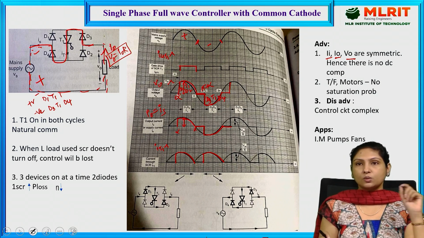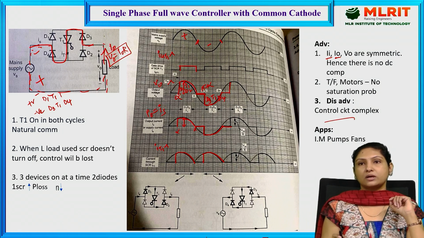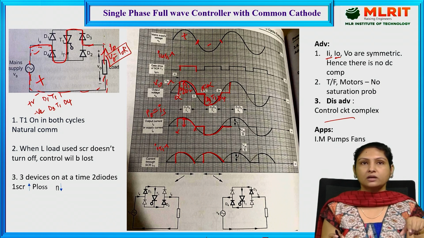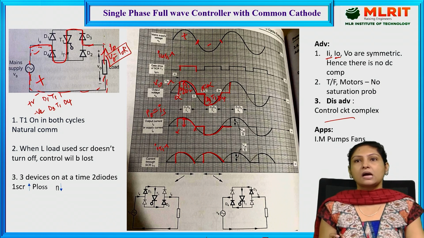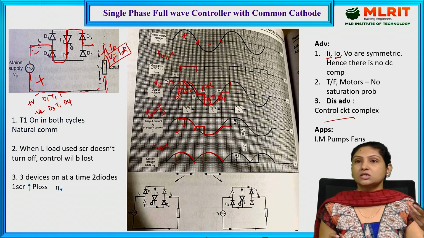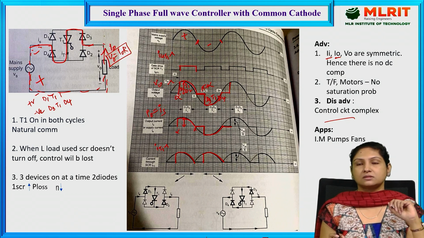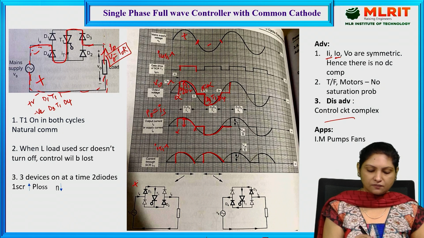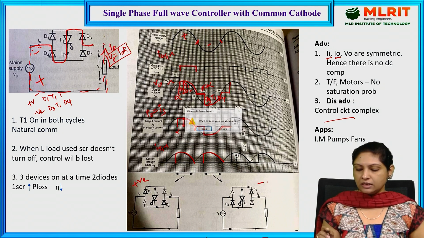And coming to the disadvantage part, here the control circuit is complex. That is the disadvantage associated with this particular circuit, because here we are operating more number of devices and the control circuit will be a bit complex. And coming to the application part, here we make use of this controller in induction motor pumps as well as fans. And this is the individual circuit diagram during the positive half cycle, and this is the individual circuit diagram during the negative half cycle.